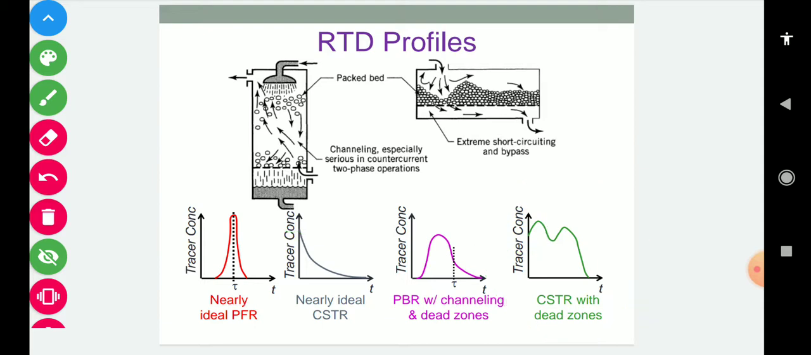On the other hand, if there are some dead zones present or some channeling or other non-ideal characteristics, then we get this random graph. Like here we are getting two peaks. So we are getting these two peaks due to the non-ideal nature of the CSTR.